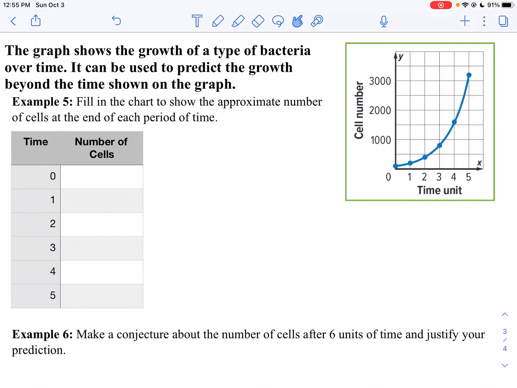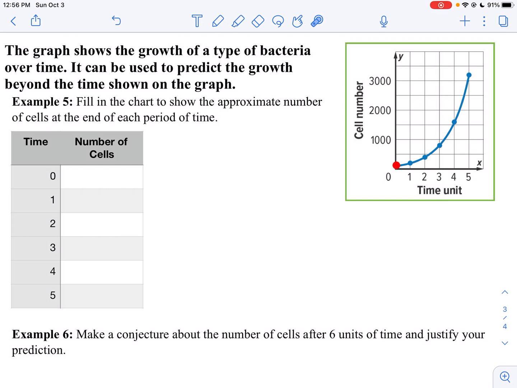In our next example, it says the graph shows the growth of a type of bacteria over time. It can be used to predict the growth beyond the time shown on the graph. Fill in the chart to show the approximate number of cells at the end of each time period. Well, notice we're counting by 1,000, aren't we? And then so half of 1,000 is 500. And half of 500 would be 250.